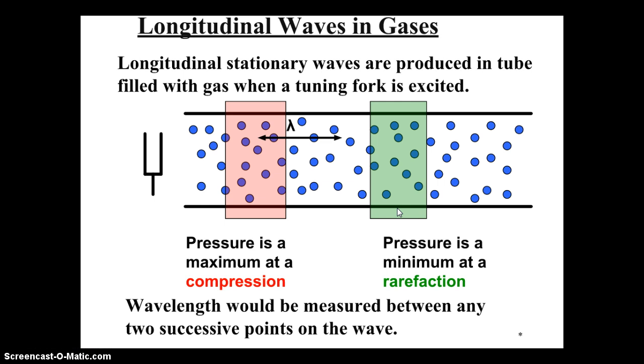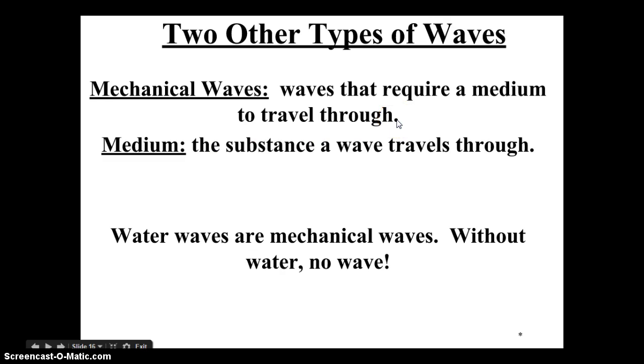Longitudinal waves, they are stationary, and what happens is if I were to hit this tuning fork, you would have these molecules move back and forth. Here in the compression, again, you would have maximum pressure, and here where there's not compression, or what we call the rarefaction, you would have a gap, and this would be like the trough.